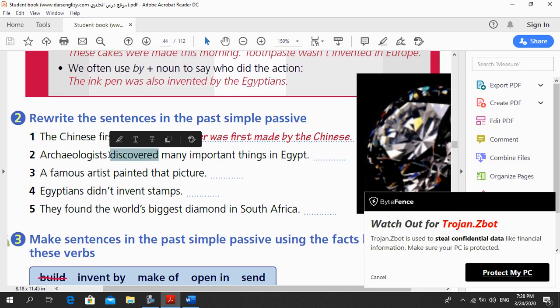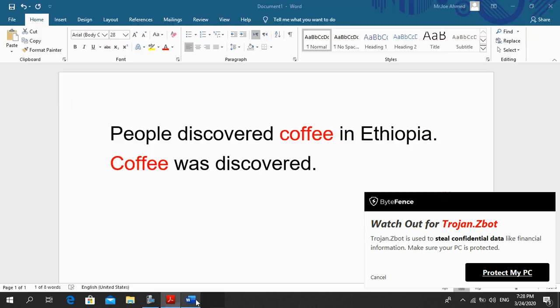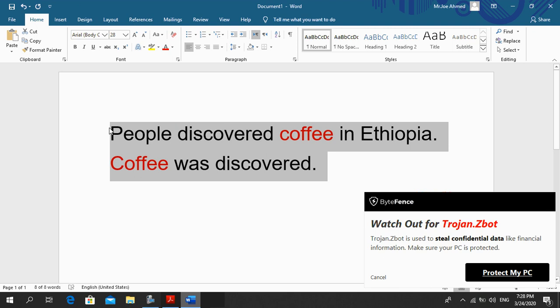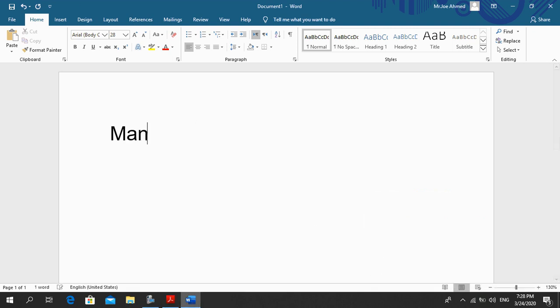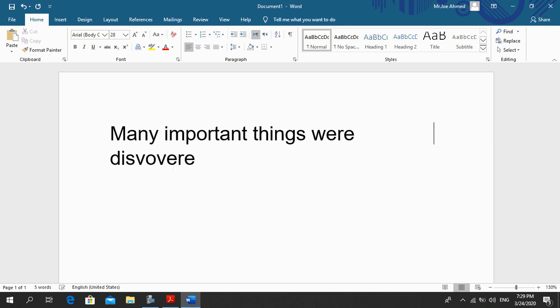Let's answer some questions. Number 2, archaeologists discovered many important things in Egypt. Rewrite the sentence in the past simple passive. Archaeologists discovered many important things. So many important things were, because this is plural, discovered by archaeologists.